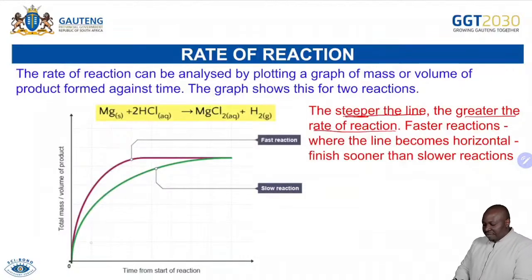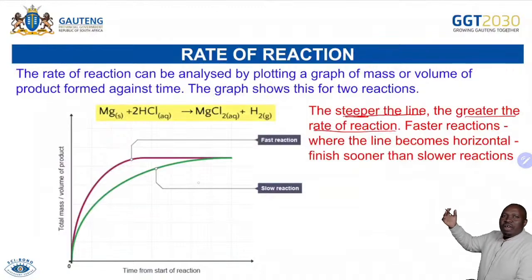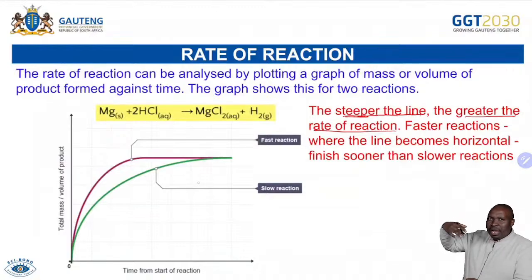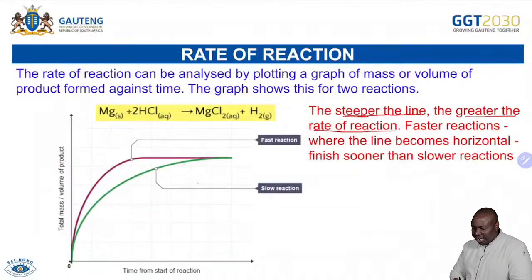So if you are given a curve, the green one, and we say draw the curve when the temperature is increased, obviously the curve must become steeper to show that we have increased the rate. When the graph becomes steeper, we're saying we have increased the rate of reaction. The faster reaction, which is this one now, becomes horizontal sooner. So you can see that it's horizontal from there. It means that the reaction reaches completion faster than the one where the factor was not increased.